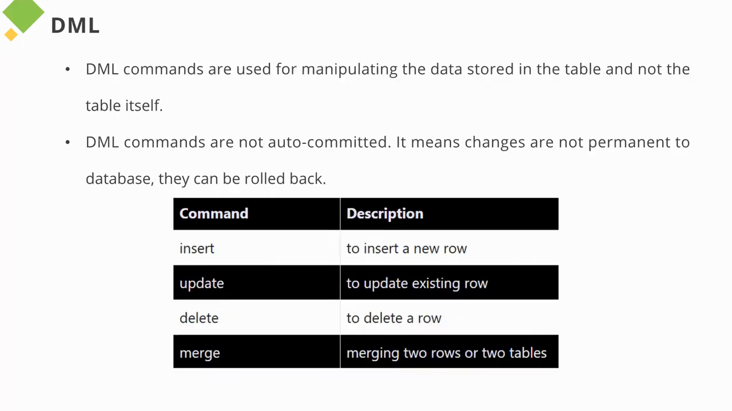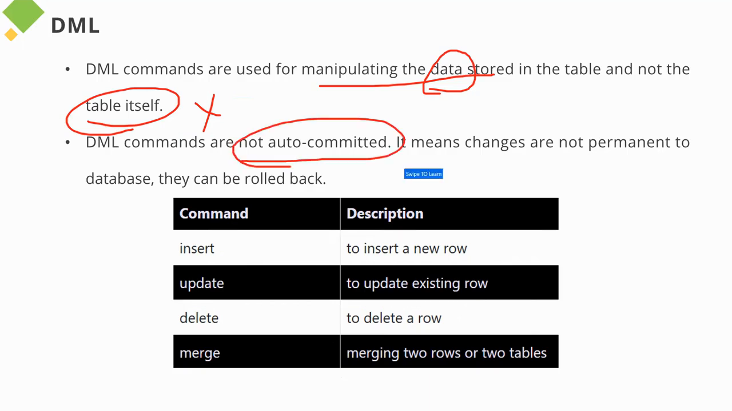And DML, data manipulation language, is used for manipulating the data stored in the table. These don't touch the table itself, but only the data in the table. Unlike DDL, these are not auto-committed. If we make any changes, we can repeatedly make changes and come back to the original position. So the changes done by these DML commands are not permanent to the database. They can be rolled back. Rollback is also another command we'll be discussing ahead.